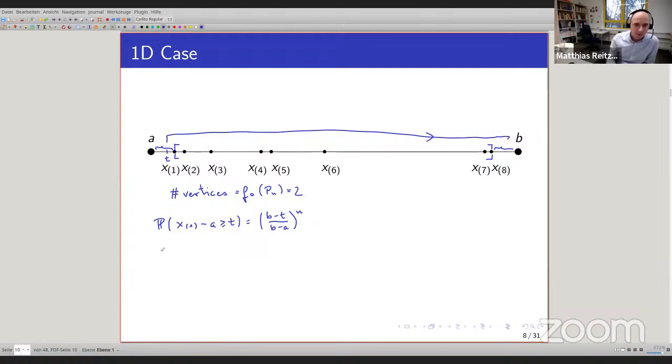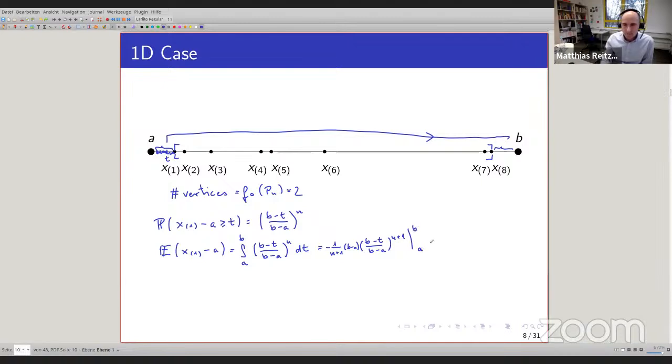And if you know precisely this distribution function, then it's very simple to compute the expectation of x1 minus a. So this is the expectation of this length here. You have just to integrate from a to b this survival function. And this integration is elementary. You have b minus t divided by b minus a to the power n plus 1, and therefore you have a 1 over n plus 1 here, and a minus sign because you have minus t here, and then you have a b minus a here. So that's the integral of this, and you have to evaluate it at a and b. If you evaluate it at b, then you have b minus b here, and this gives you 0. So what remains is plugging in a, and then you have b minus a and b minus a. So this is equal to 1.